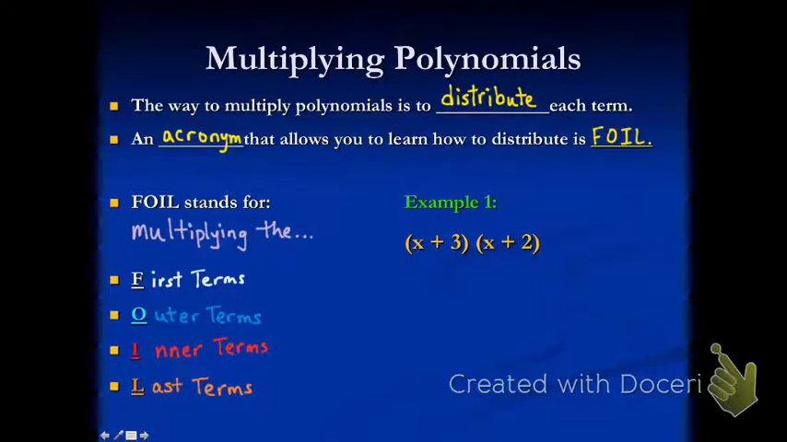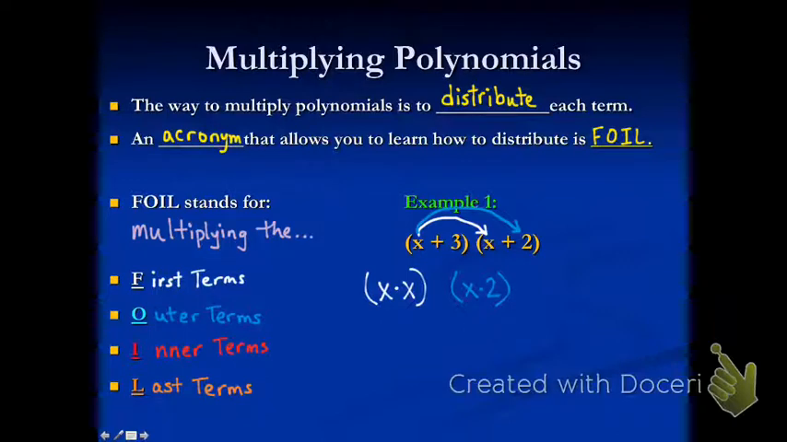The first terms in the parentheses, the outer terms of each set of parentheses, the inner terms of each set of parentheses, and the last terms. So let's look at this first example. We're going to FOIL or distribute this. The first terms are both x's, so we would write down x times x. Then the outer terms would be the first x and the last 2 because they're on the outside. So that would be x times 2.